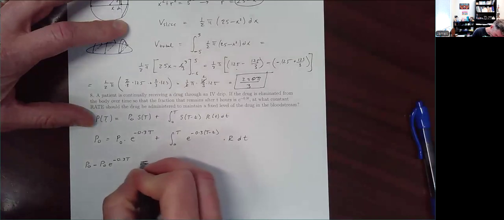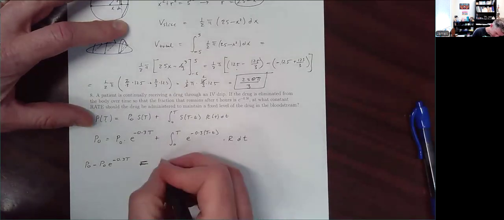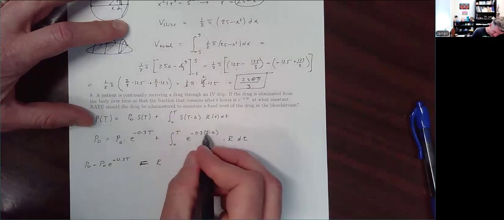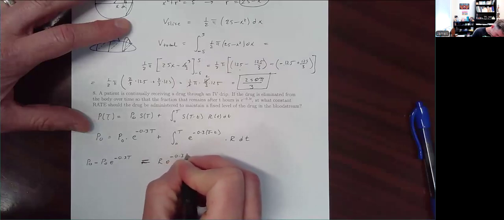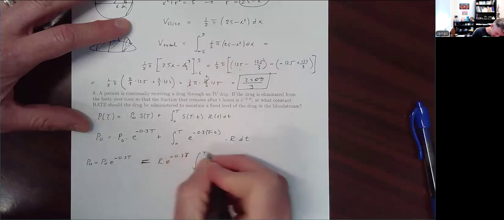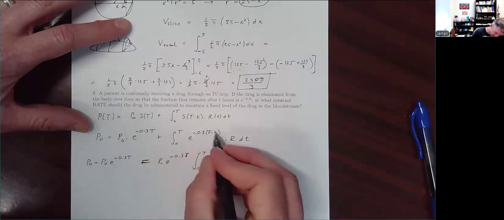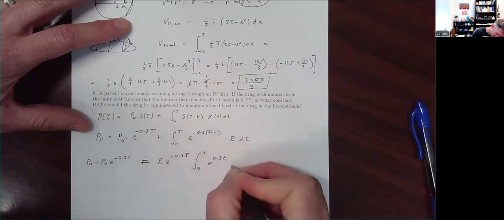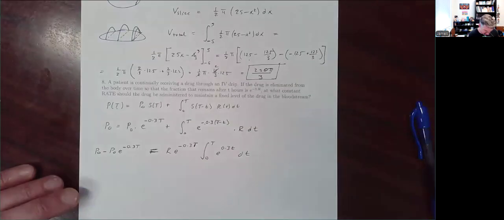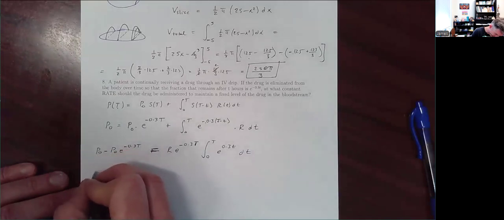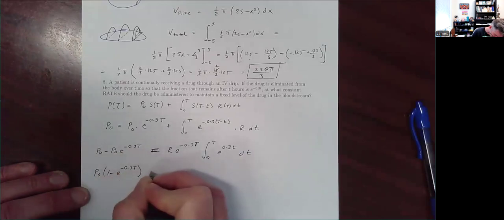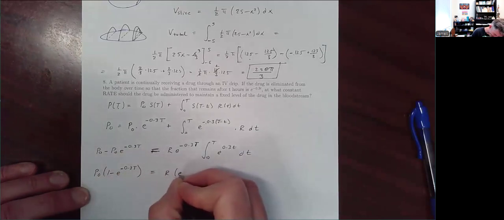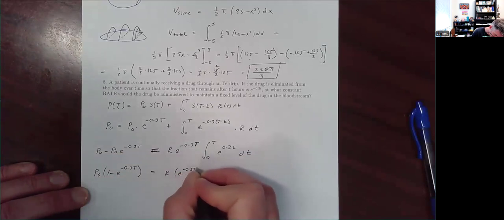So over here, we're going to pull out the R and also the e to the negative 0.3 times capital T, because capital T is a constant. And we're left with the integral from 0 to T of e to the negative 0.3 times negative T, so e to the 0.3 T. Okay, a little more simplifying. So let's factor out the P naught here. So P naught times 1 minus e to the negative 0.3 T equal to R times e to the negative 0.3 T. And then we're going to integrate this.